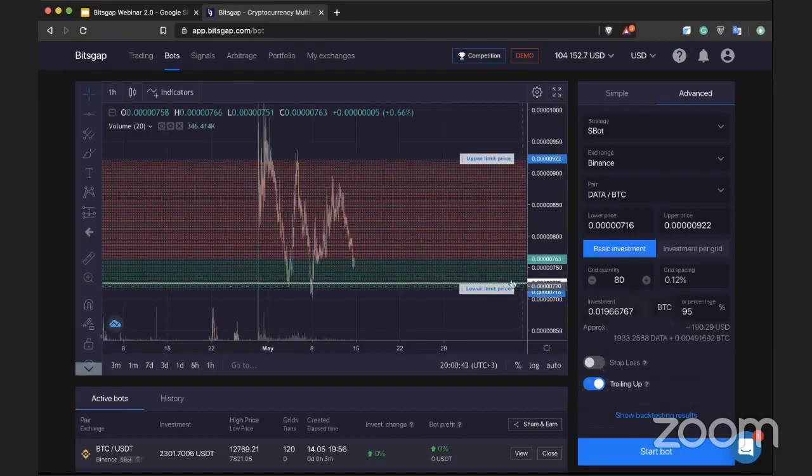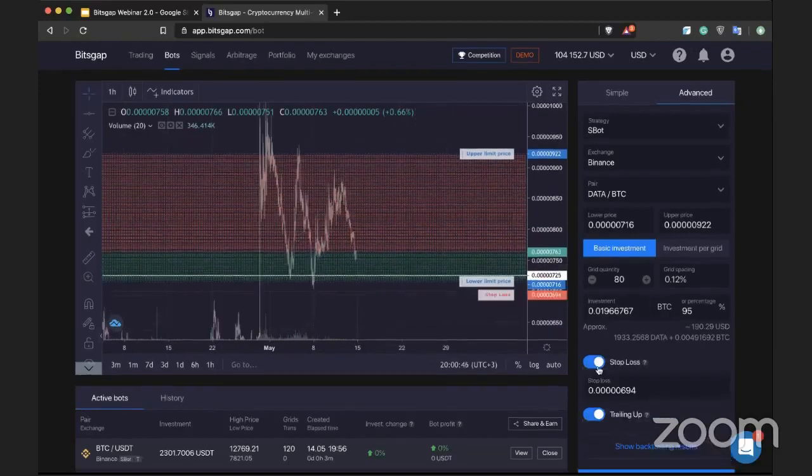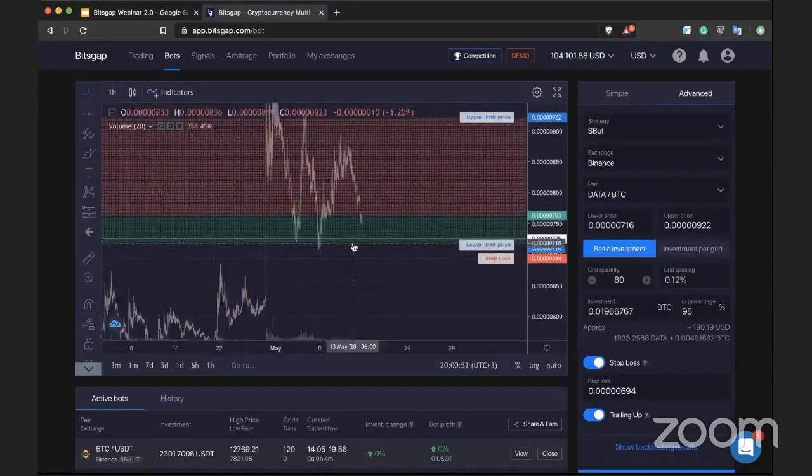So yeah, I'm pretty much confident in this setup. I'm gonna place this stop loss just in case this support level does not sustain and the price will break this level. So I want to make sure that my loss is going to be limited.